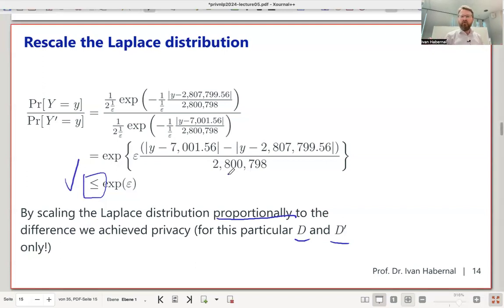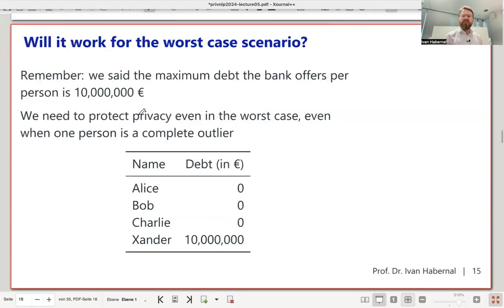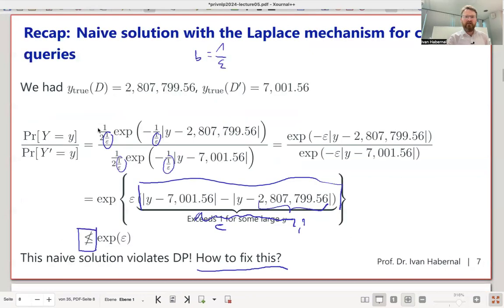Now, of course, why this number exactly here? So maybe there's something else. Will it work for the worst case scenario? Okay, so remember, and this is our domain knowledge, we said that the maximum debt per person is 10 million euro. So this is the maximum the bank will give one person. And now, differential privacy doesn't ask whether on average you will protect everybody's privacy, or maybe sometimes not. No, pure epsilon differential privacy in any circumstances, any worst case scenario, the bound will hold. Let me just come back to make it really clear.